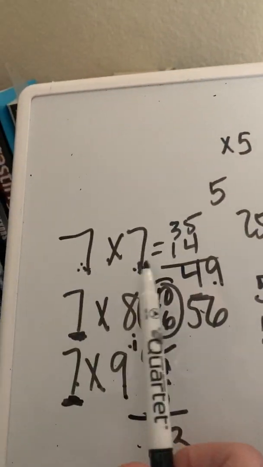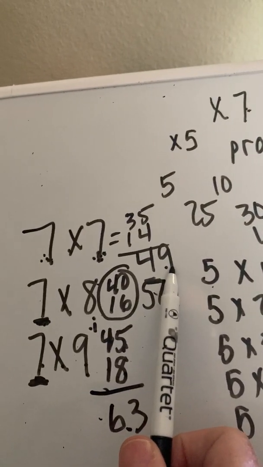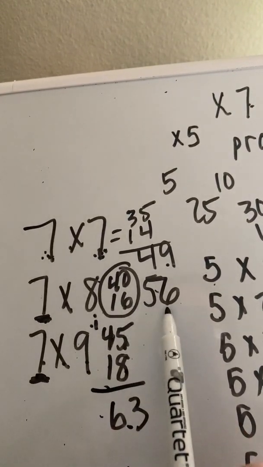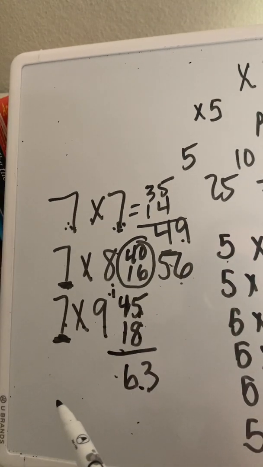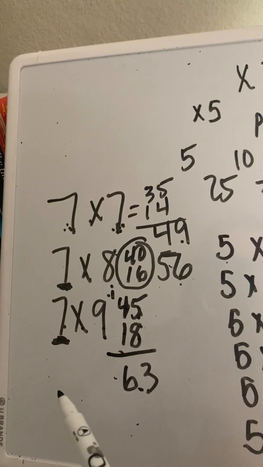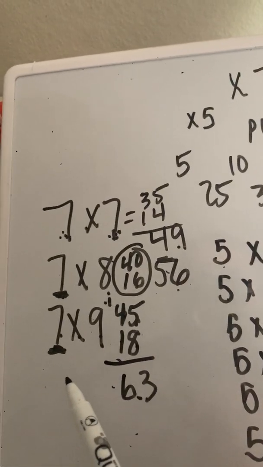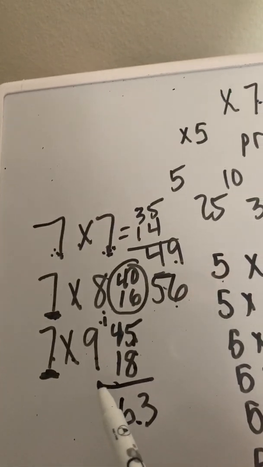Sorry, boys and girls. 7 times 7, 49. 7 times 8, 56. 7 times 9, 63. All right, and I'll attach a times 7 worksheet for practice.